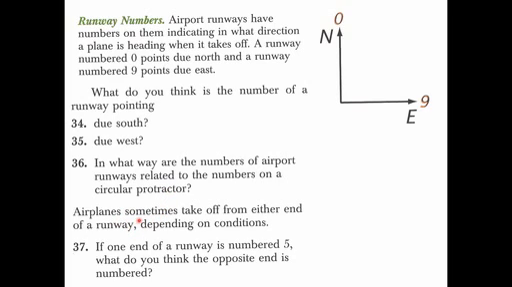Airplanes sometimes take off from either end of a runway depending on conditions. If one end of the runway is numbered 5, what do you think the opposite end is numbered? Keep number 36 in mind, and these labels they have on the existing runways. So if he's taking off at 5, it's not really 5, what is it? And then the runway you've got to assume is straight. What would be the other end? What would be the label there?